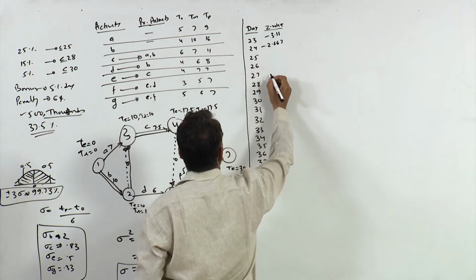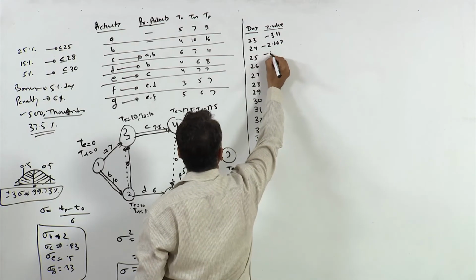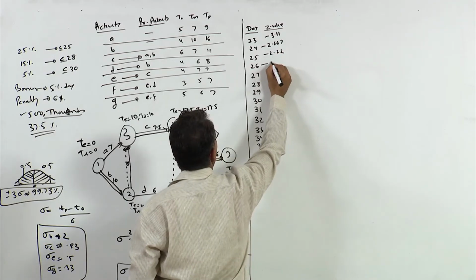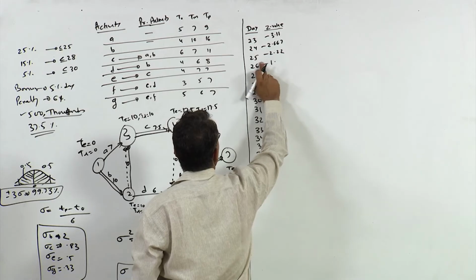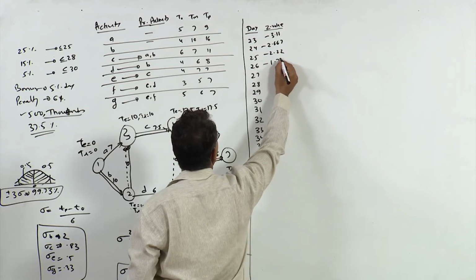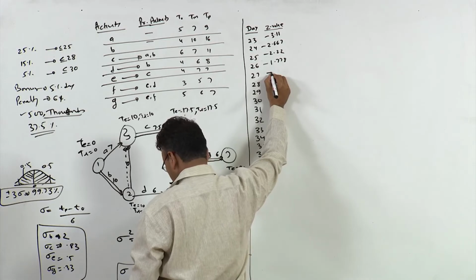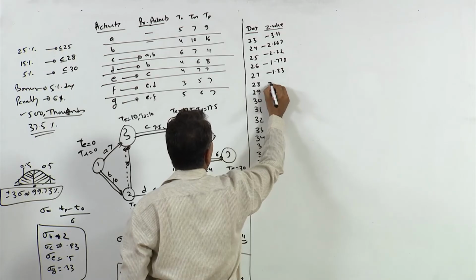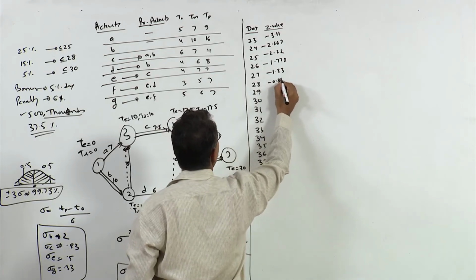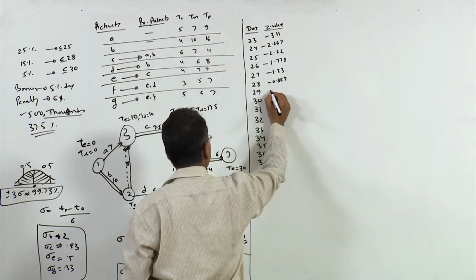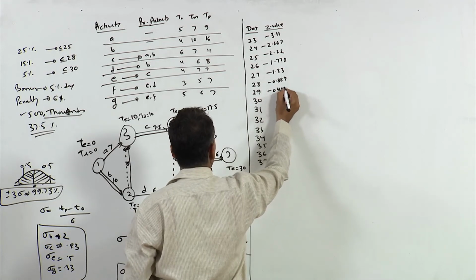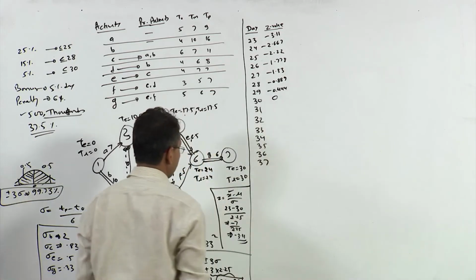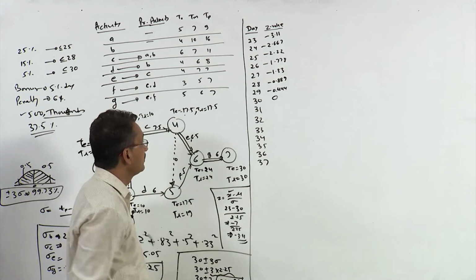2.667, for the 25th day it is minus 2.22, for the 26th day it is minus 1.778, for the 27th day 1.33, for the 28th day minus 0.889, for the 29th day it is minus 0.444, right. For the 30th day it is 0, right, because 30 minus 30 is 0.